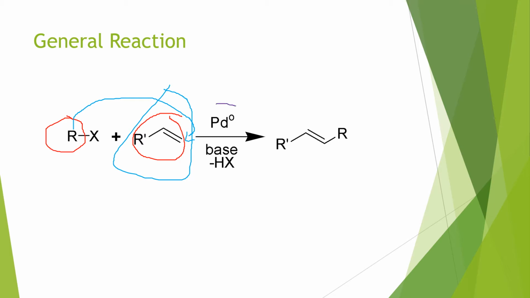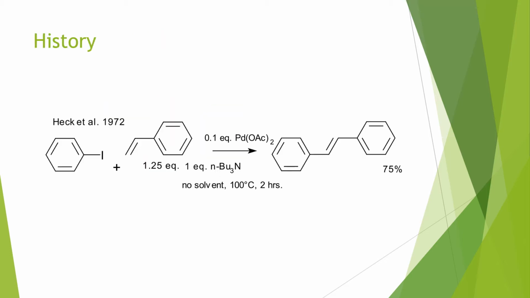This is done through a palladium catalyst with the oxidation state of 0 in the presence of a base, with an alkyl halide byproduct. The history of this reaction comes from Heck, 1972. The following conditions: you have your alkyl halide, you have your alkene. What you want to do is this carbon bonds to this carbon over there.